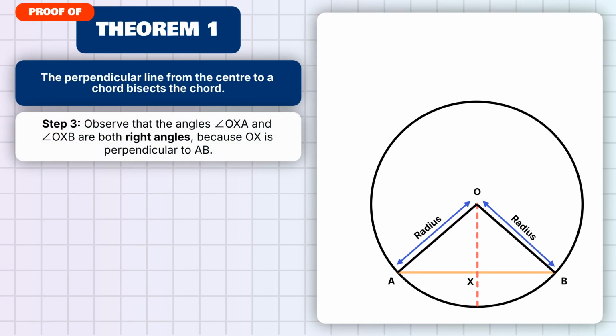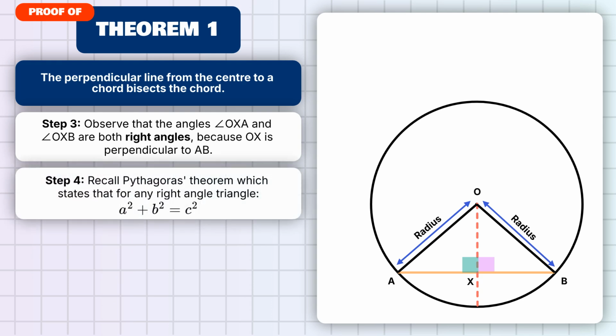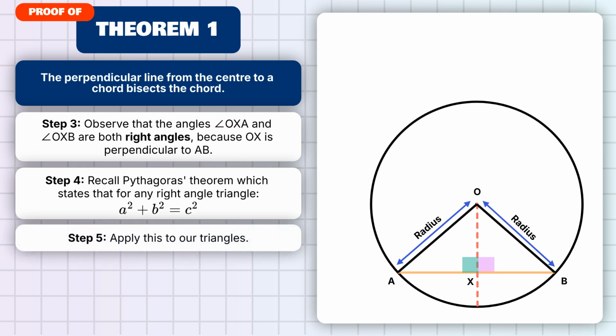The next observation to make is that the angles OXA and OXB are both right angles because OX is perpendicular to AB. At this point, recall Pythagoras' theorem, which states for any right-angled triangle, a squared plus b squared equals c squared. Now let's apply this to our two triangles.